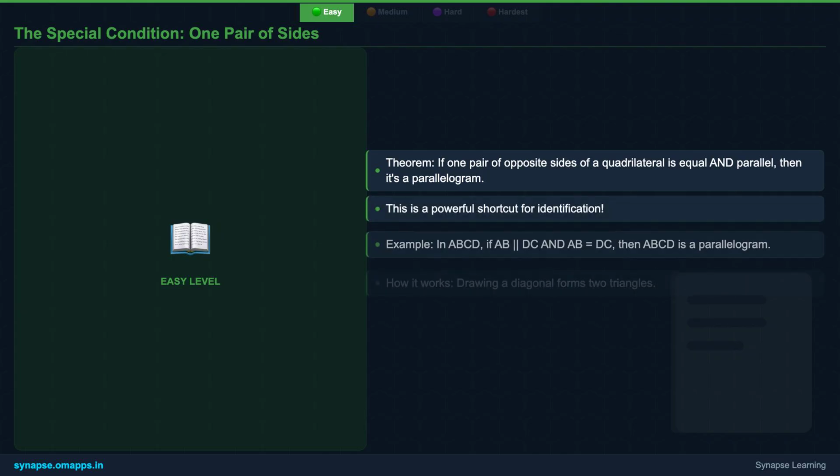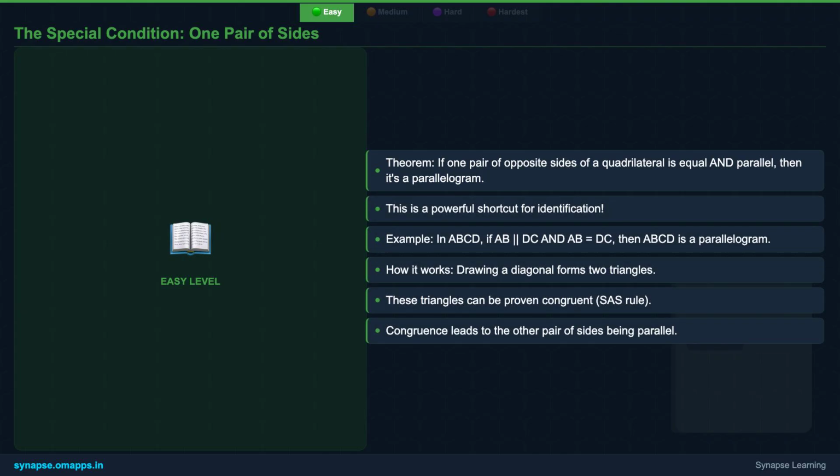Now, let's talk about the special condition that's the core of our topic. If one pair of opposite sides of a quadrilateral is equal and parallel, then it's a parallelogram. This is a fantastic shortcut. Instead of checking all 4 sides, you only need to verify these 2 conditions for just one pair of opposite sides. For instance, if in quadrilateral ABCD, side AB is parallel to side DC and AB is equal to DC, then ABCD is automatically a parallelogram. This works because by drawing a diagonal, we form 2 congruent triangles, which then forces the other pair of sides to be both equal and parallel.